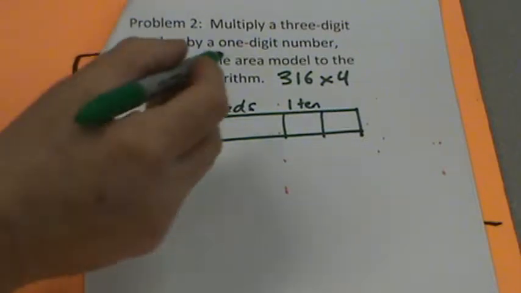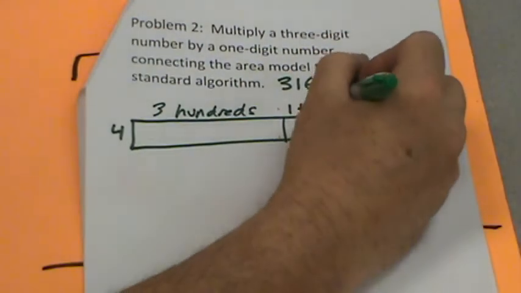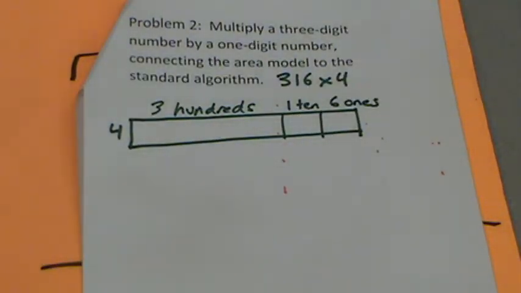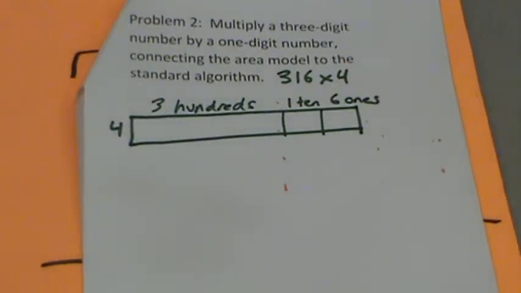And last but not least, we have 6 ones. 4 times 6 ones. And that's what our area model is looking like. I think you'll really like doing these once we get the hang of it.